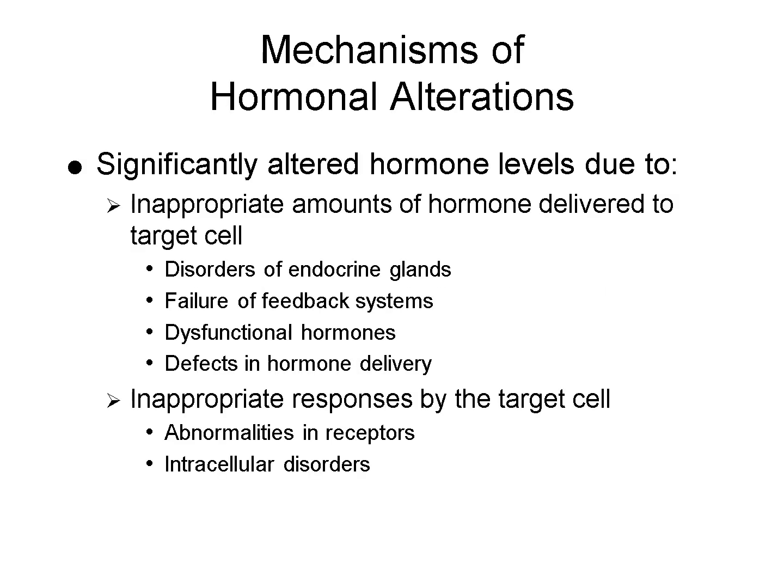Alterations of hormonal regulation. Hormonal alterations can arise from multiple sources. Common causes include inappropriate hormone levels reaching target cells, malfunctioning endocrine glands, or failure in feedback systems. In some cases, hormones may be normal in amount but biologically inactive, or target cells may fail to respond due to receptor abnormalities. These disruptions can lead to complex clinical presentations depending on the hormone and tissue affected.